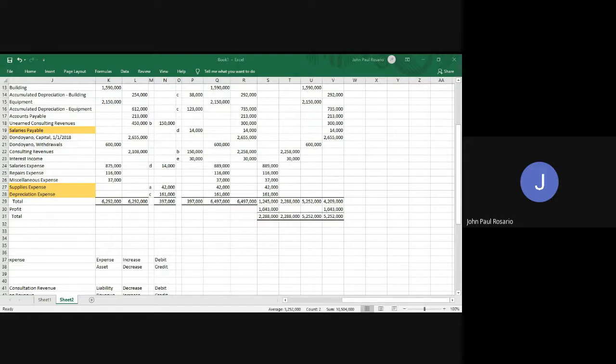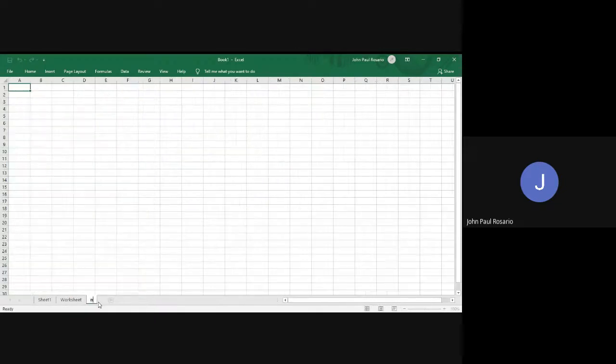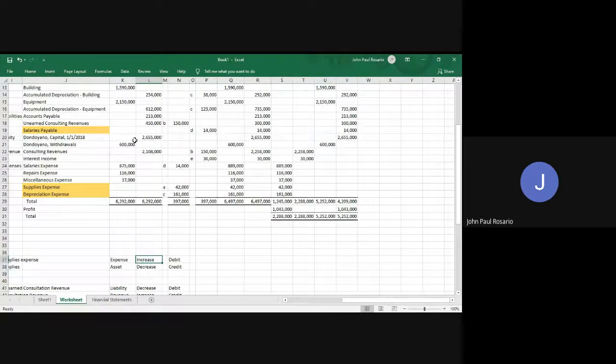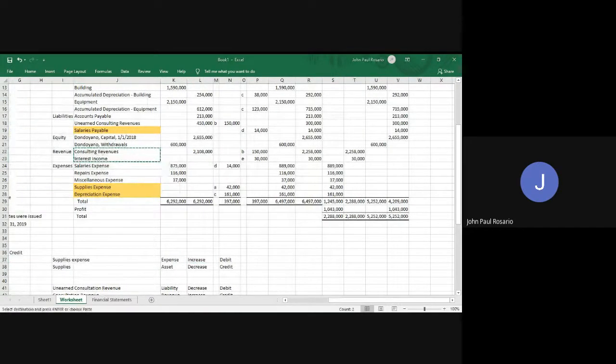Okay? So, let's go first to our income statement. Here is the worksheet. And then we have the income statement. Now the financial statements. Okay? In our financial statements, of course, the first is our income statement. So create a title here. In the revenue, we have two revenue accounts, so we copy consulting revenues and interest income.